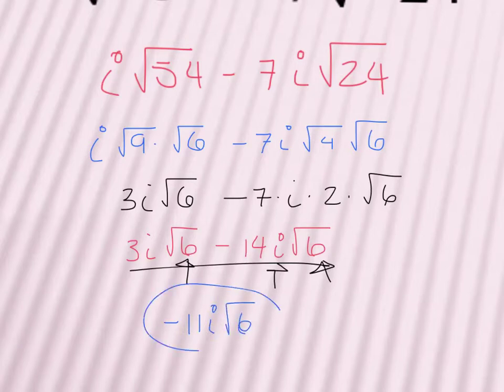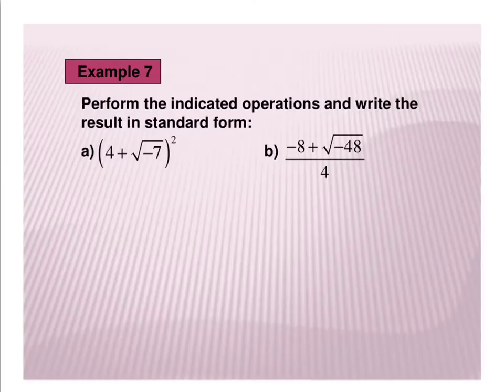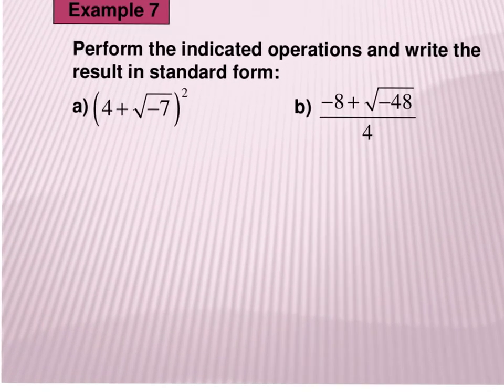Square root 6, and that's my final answer. Alright, example number 7. Example 7 says perform the indicated operations and write the result in standard form.